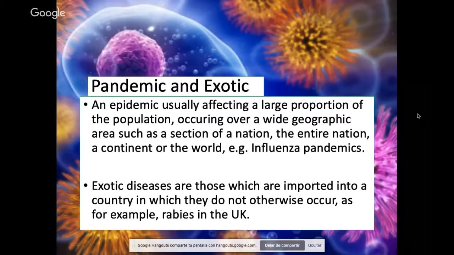Pandemic and exotic. Pandemic is an epidemic usually affecting a large proportion of the population, occurring over a wide geographic area such as a section of a nation, the entire nation, a continent, or the world, like influenza pandemics. Exotic diseases are those which are imported into a country in which they do not otherwise occur. For example, rabies in the UK.